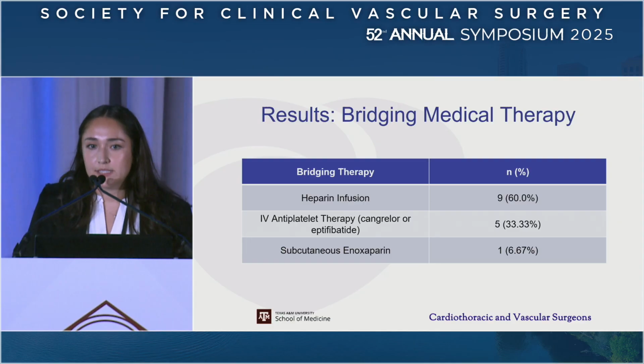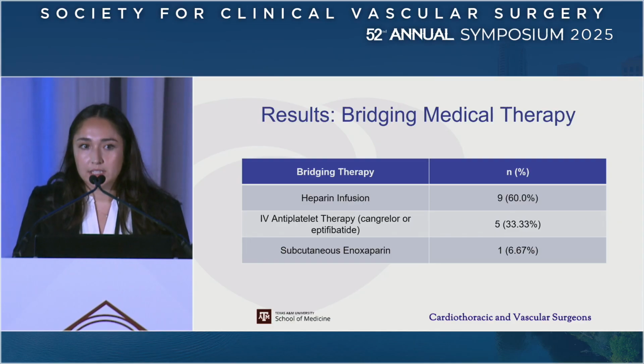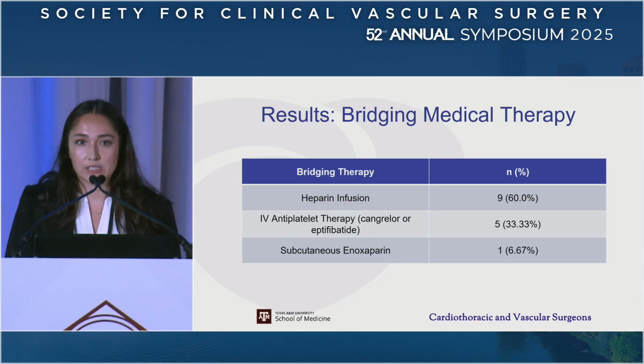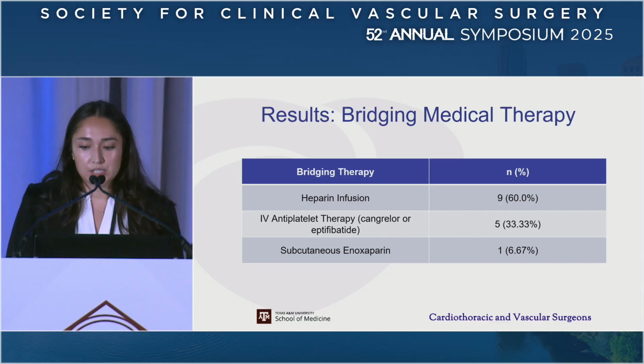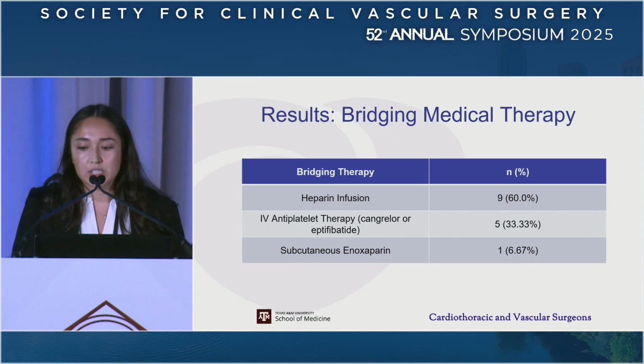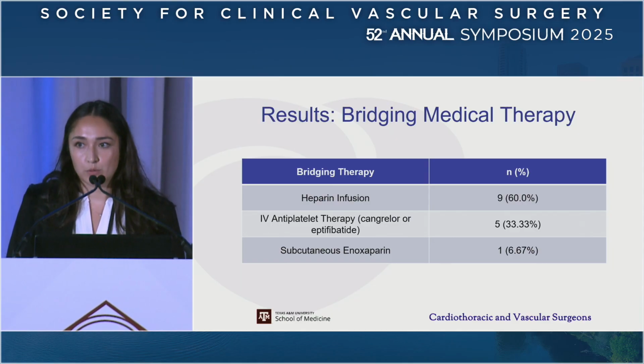The difficult part of this was maintaining adequate anticoagulation post-TCAR while facilitating open heart surgery, which cannot be done on long-term oral antiplatelet therapy such as Plavix. So the heterogeneous agreement was to use aspirin and either heparin infusion, short-acting IV antiplatelet therapy, or subcutaneous enoxaparin as bridging therapy, with discontinuation of treatment at least 6 hours before cardiac surgery.